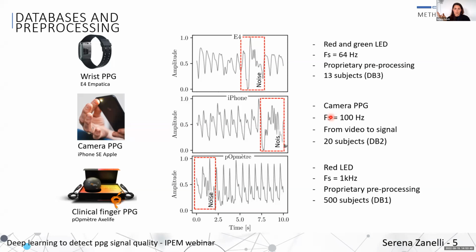We use a combination of red and green LED. As you can see in the figure, PPG from Empatica, PPG from iPhone, and PPG from the clinical device, they are all PPG, but they are quite different. Clinical PPG is very rich in detail. We see the systolic and the diastolic peaks and the dicrotic notch, while in the wrist, for example, most of the time we don't have a very well-defined dicrotic notch.